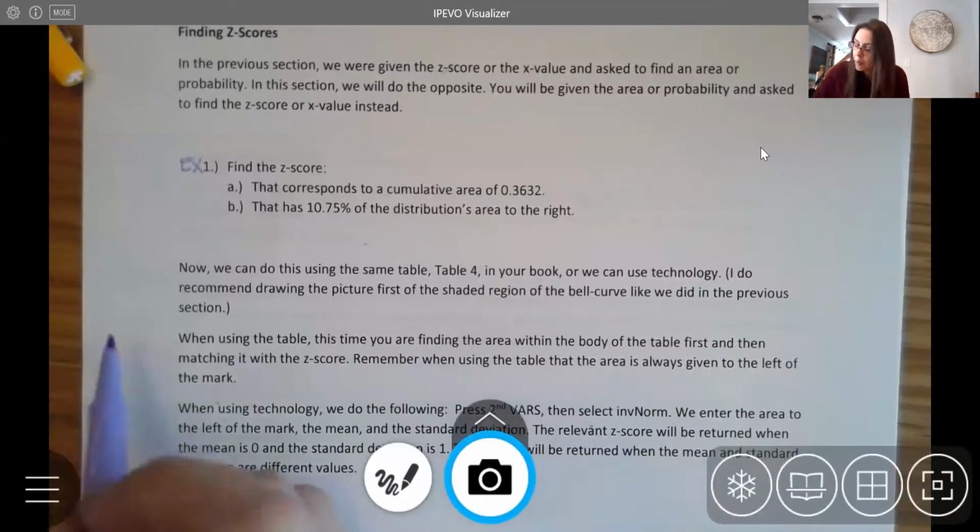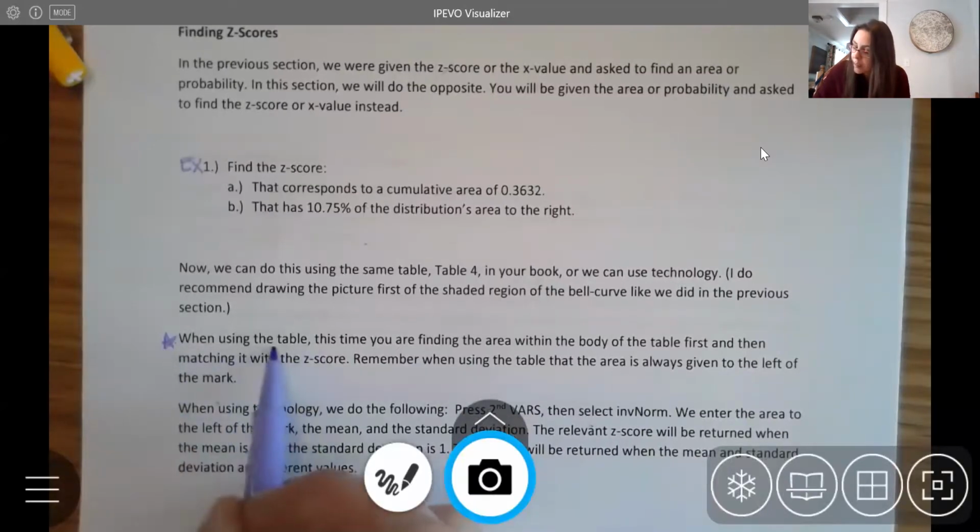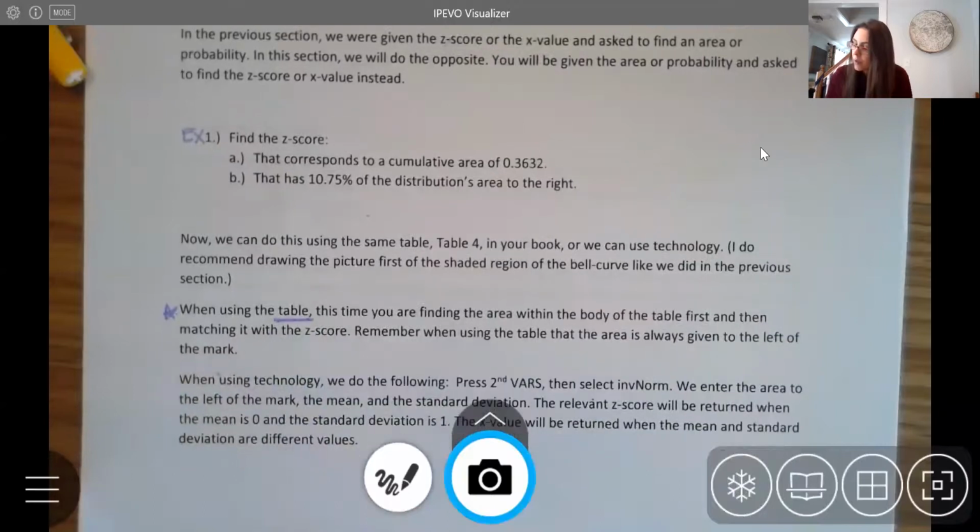Now, I do have a couple notes here. When you're using the table in the text, we're going to find the area in the body of the table first and then work backwards to the matching z-score. And one thing we have to remember is that the area in the table is always given to the left of that mark. So when we use that table, the shading is always on the left. So we may need to tweak as we're finding our values, like we had to do in the last section.